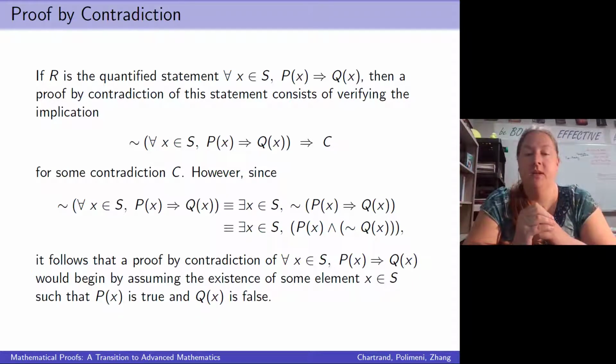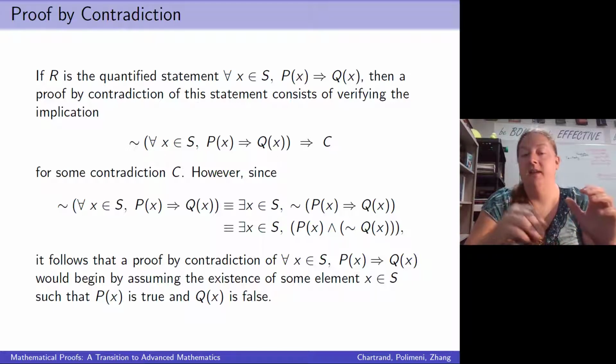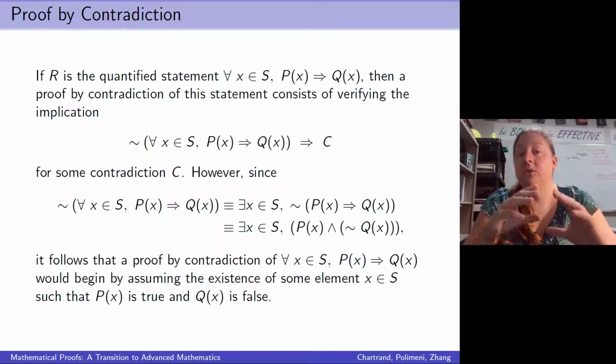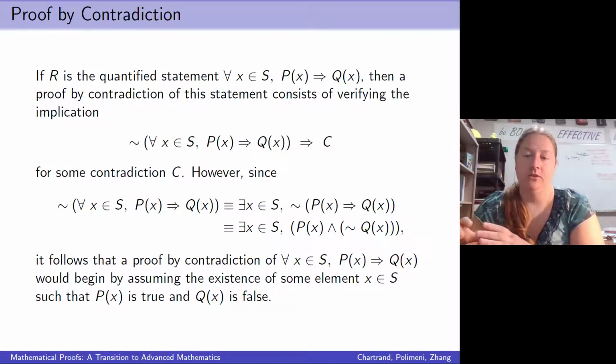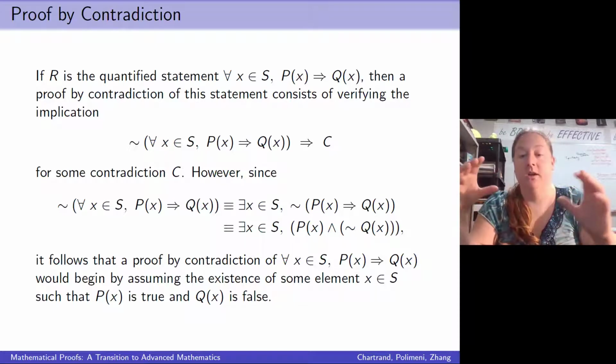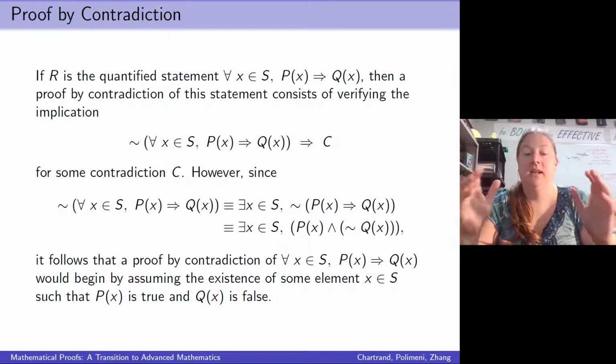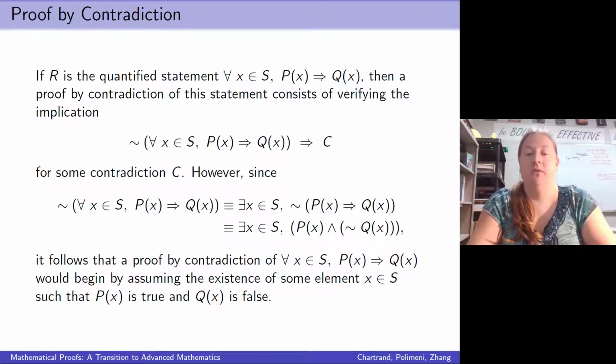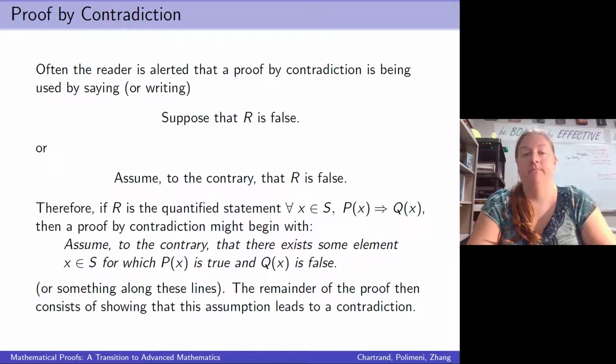So when we're working with a proof by contradiction, assuming not R, what we're actually going to do is say, hey, there's some element in x such that both P of x is true and not Q of x is true. And we're going to work from that, and we're going to work down until we've arrived at some kind of contradiction.